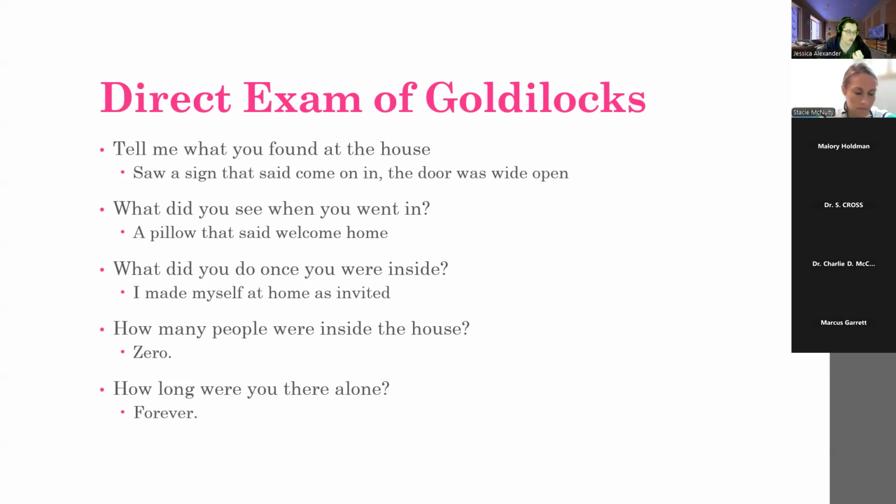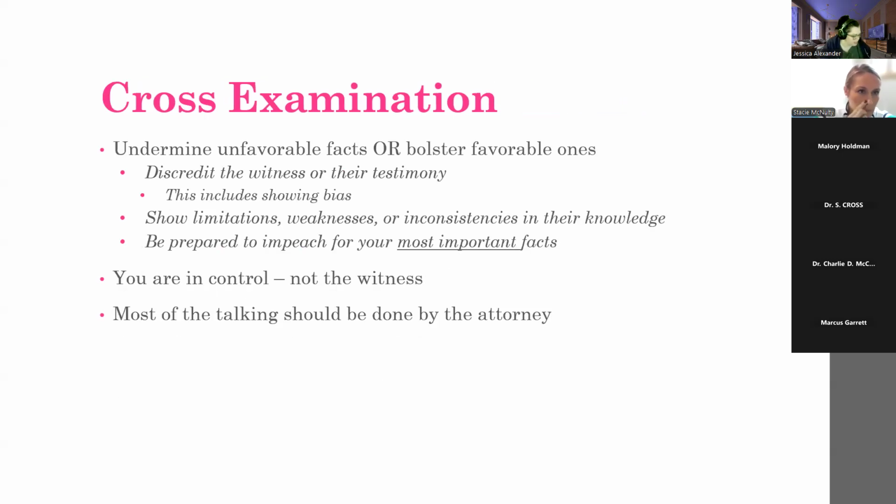Okay, so cross-examination, what time is it? 11:25. Okay. Cross-examination, we're going to try to undermine unfavorable facts or bolster favorable ones. We want to discredit the witness and their testimony, which includes showing bias, such as if somebody's being paid, if one of the witnesses for Mama Bear has a history of hating little blonde girls, for instance. We want to kind of pull that out of them.